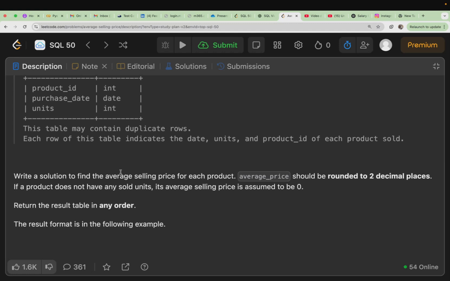Now we want to write a SQL query to find the average selling price for each product, and it also says that the average price should be rounded to 2 decimal places. It says if a product does not have any units sold, the average selling price for that product is assumed to be 0.